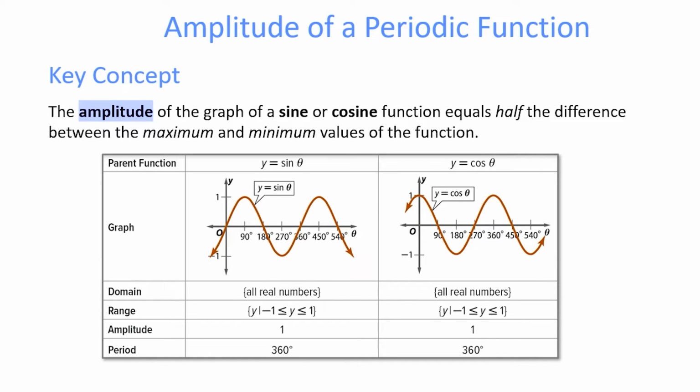The amplitude of a graph of a sine or cosine function equals half the difference between the maximum and minimum values of the function.